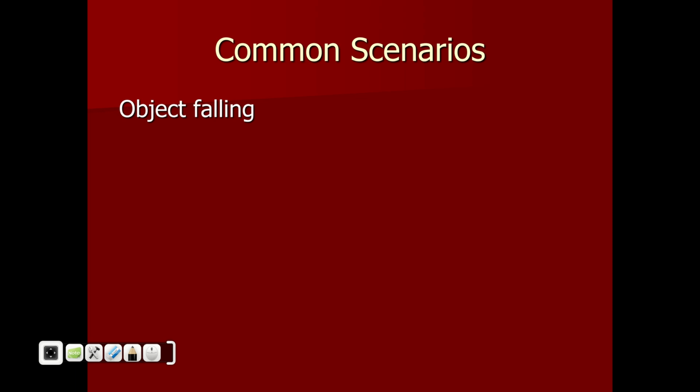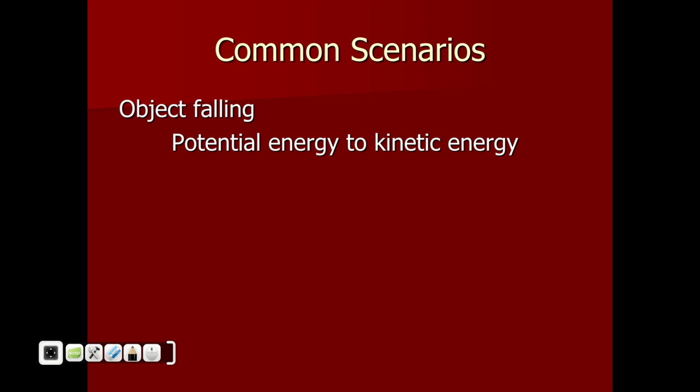So here we go. If I have an object falling, what type of energy must it have? It's falling, so we know it's changing into kinetic energy, but it must be falling from some height. So that must be potential energy to kinetic energy. But this, like I said, it's just object. It doesn't matter what the object is.